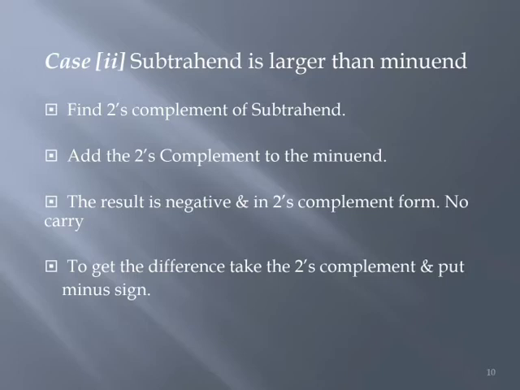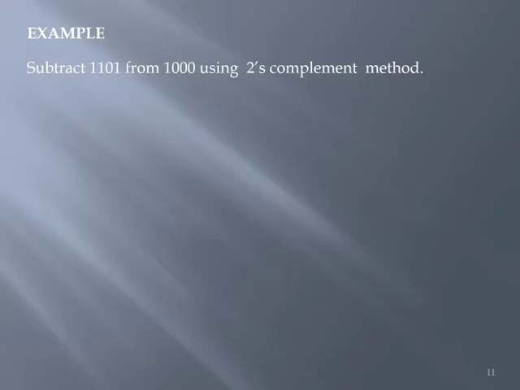In the second case, the subtrahend is considered to be larger than the minuend. We will discuss this procedure with an example. I am considering the example: subtract 1101 from 1000. Now here the minuend happens to be 1000 and the subtrahend happens to be 1101. The subtrahend is larger than the minuend.